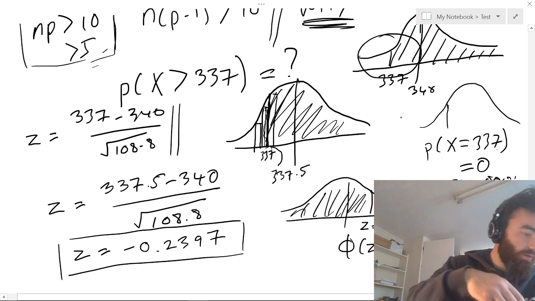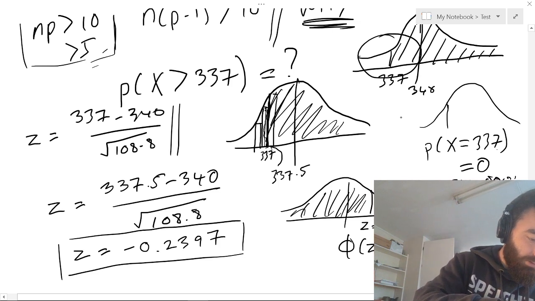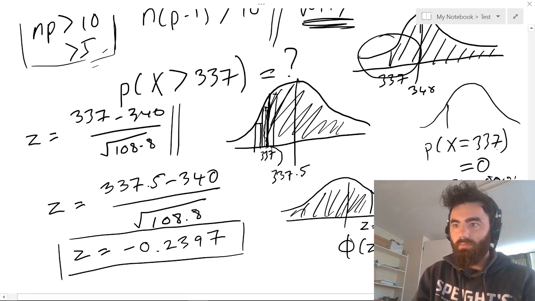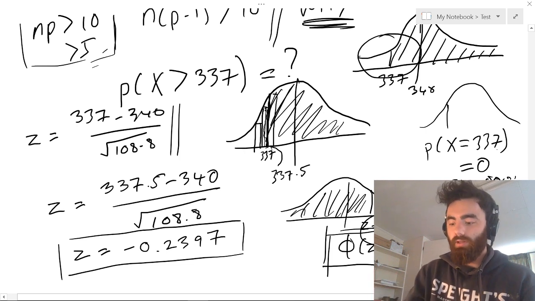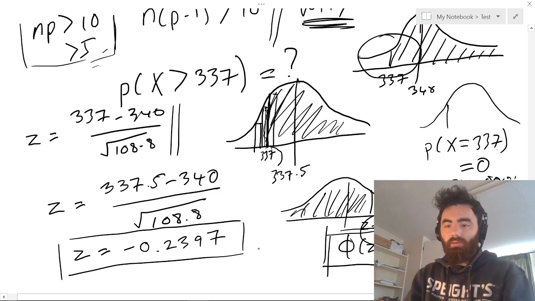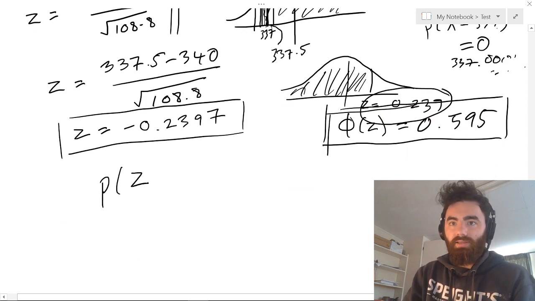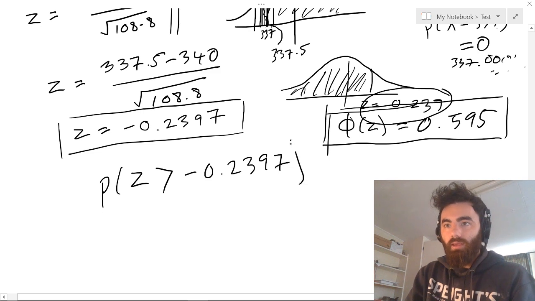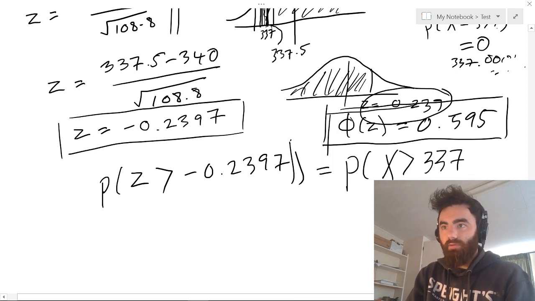Well, you just go to your graph, and go to your table, and I think I already did this, but I didn't know if I wrote it down. I think it's 0.595. If that's wrong, I apologize, but that's what I wrote down. So you just go to your table and plug this in, and you see the probability of that z value occurring. And that answer right there, so the probability that z is greater than negative 0.2397 equals the probability that x is greater than 337, which equals 0.595. So that is your answer.